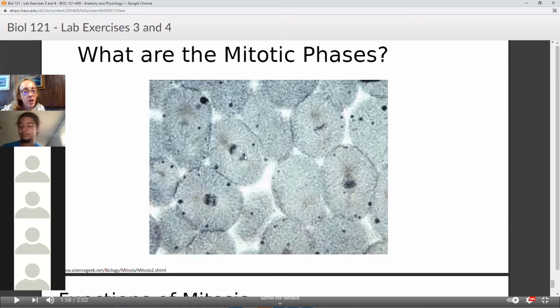Last, telophase. Now they're really separating apart. And after this is where we get reformation of the nuclei.